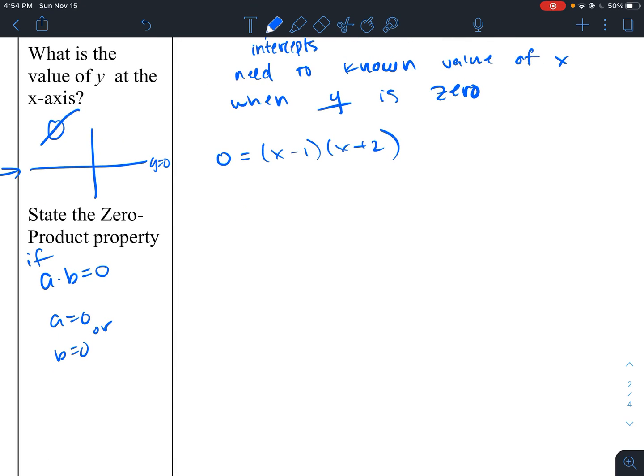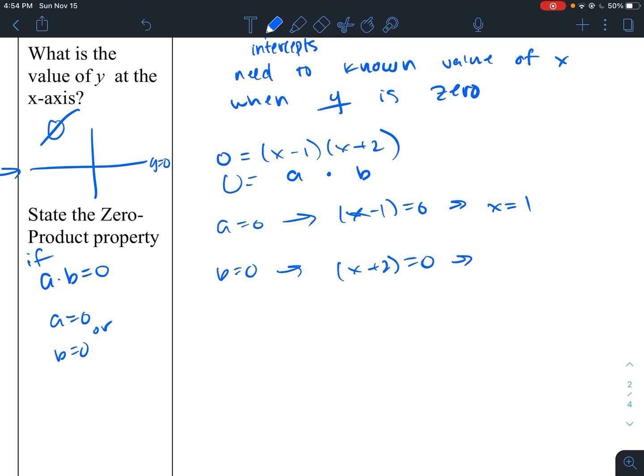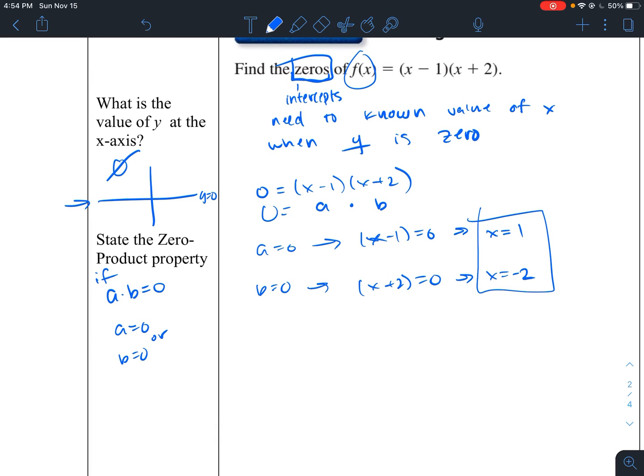Again, using the zero product property, you could say that this is a and this is b. If these are being multiplied together and the product is 0, then a equals 0 or b equals 0, or in this case, x minus 1 equals 0, or x plus 2 equals 0. If x minus 1 equals 0, that means x would equal 1. If x plus 2 equals 0, then x would equal negative 2. So these are what you call the zeros of the function, or intercepts.